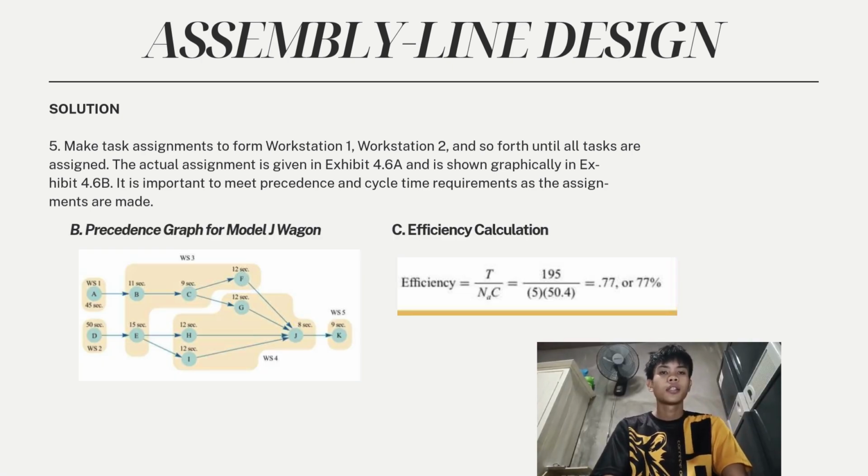Efficiency calculation. Efficiency is calculated using the formula efficiency equals T over N_A times C, where N_A is the actual number of workstations. Substituting the values, we get 195 over 5 times 50.4, approximately 77%.